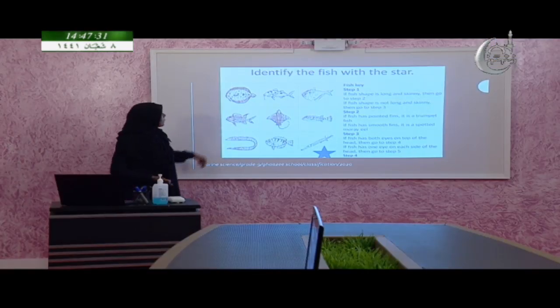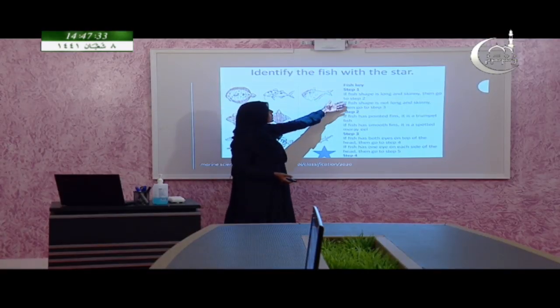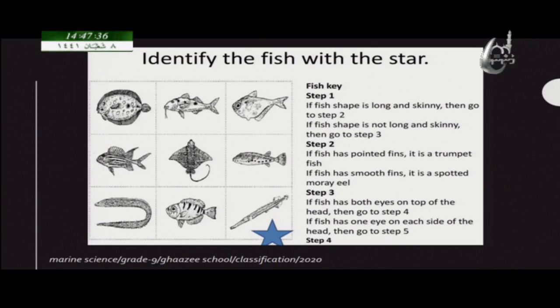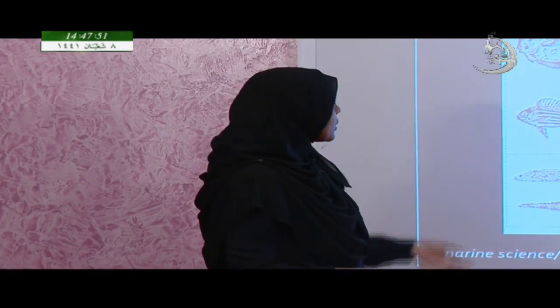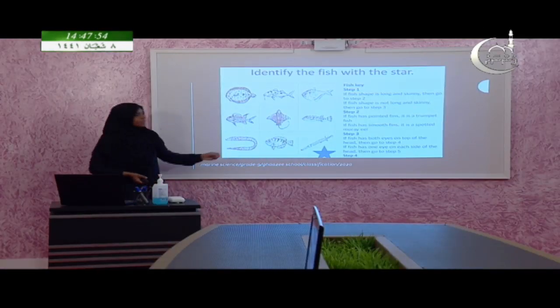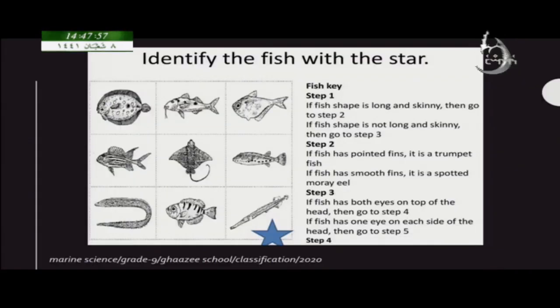In this one, the first question is, if fish shape is long and skinny, then go to 2, because when you look at all these fishes, there are some fishes which are long and skinny, and other ones are not long and skinny in their body shape. Only 2 fishes have a long and skinny body, the other ones do not. So if long and skinny, then you have to go to 2.